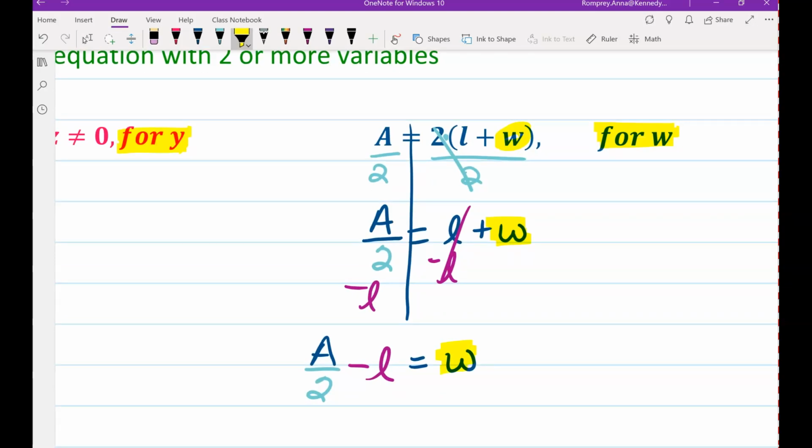Looky there. W is by itself. There were only 2 steps to solving that. Yes, I know, a bunch of other variables, but that's okay. Just keep highlighting what you're trying to get by itself. Keep that goal in mind. Who are we isolating?